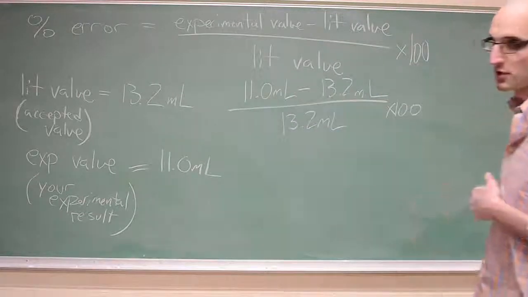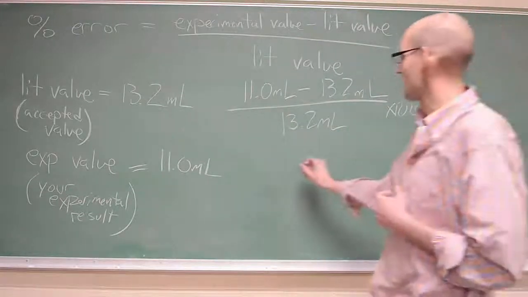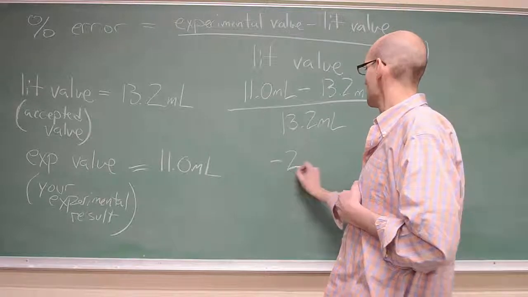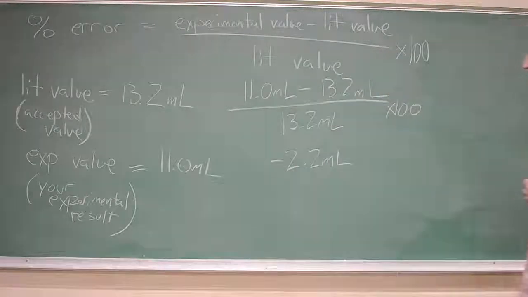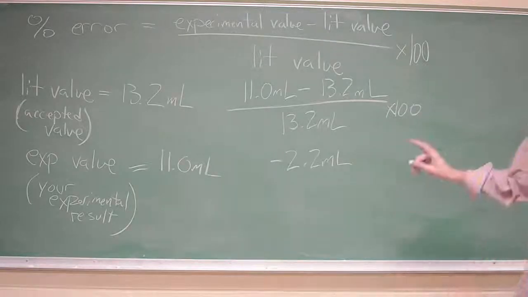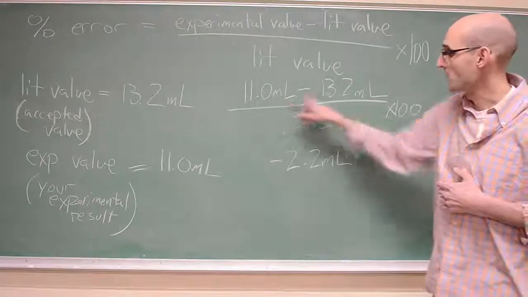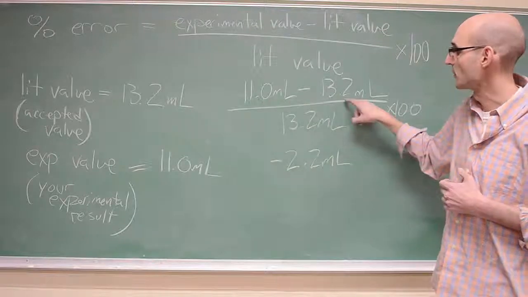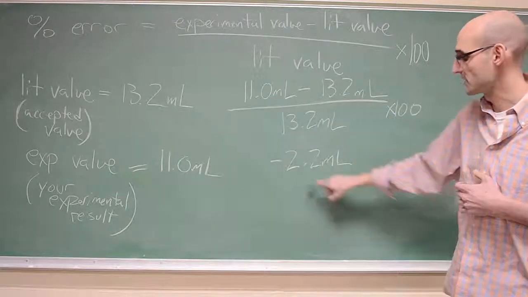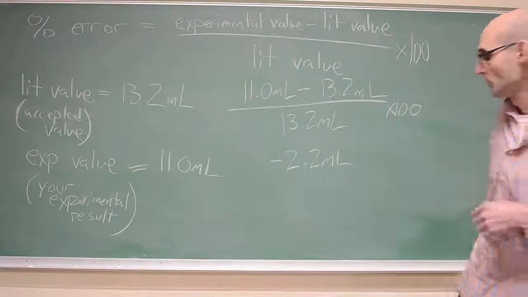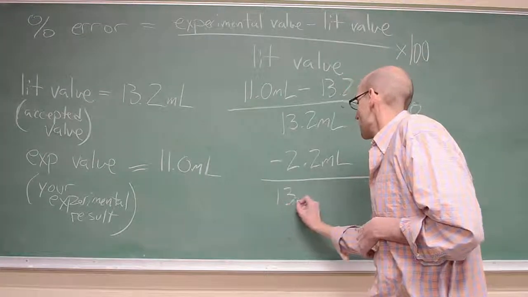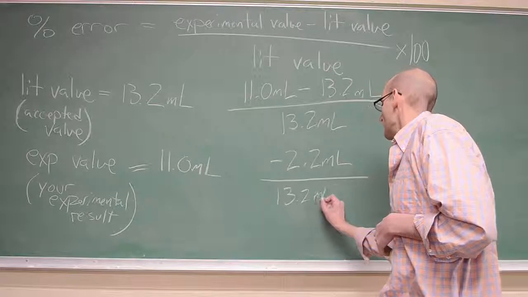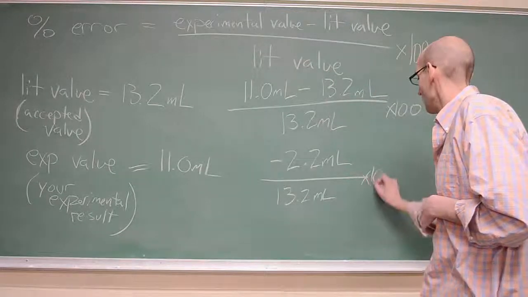We'll run some quick math. We'll do, of course, our subtraction first. You end up with negative 2.2 milliliters. Keep in mind that when we're subtracting, our sig figs say we need to go by the number of decimal places. There's only one decimal place in each of these, so we limit it to one decimal place for our answer, divided by 13.2 milliliters times 100.